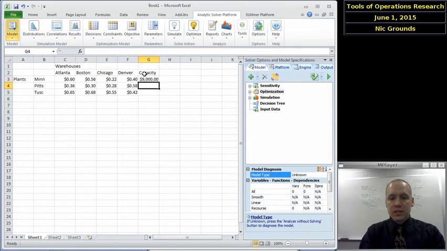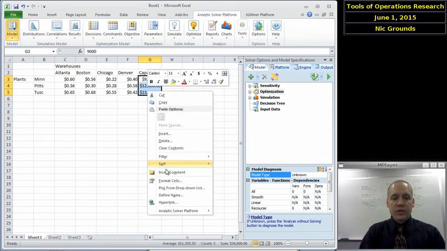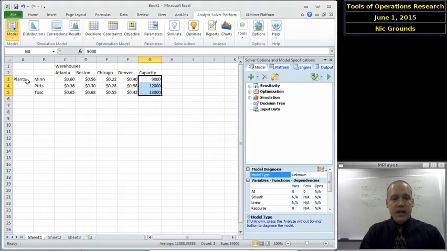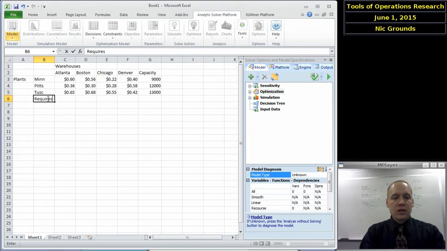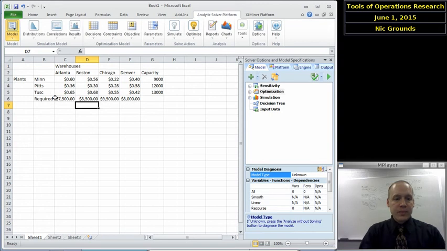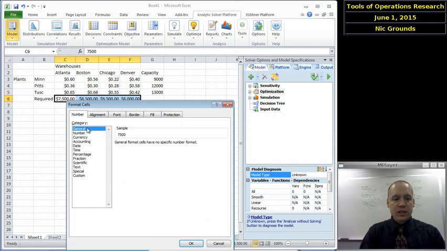Okay. Now, for each plant represented in a row, there is a capacity that that plant can provide. So 9,000, 12,000, and 13,000. Now those aren't dollar amounts, those are number of cartons, number of product units that can be shipped out of each plant. But also there are requirements or demands to be filled at each warehouse. So Atlanta requires 7,500, Boston requires 8,500, Chicago requires 9,500, and Denver requires 8,000.